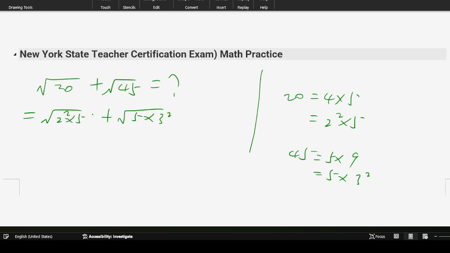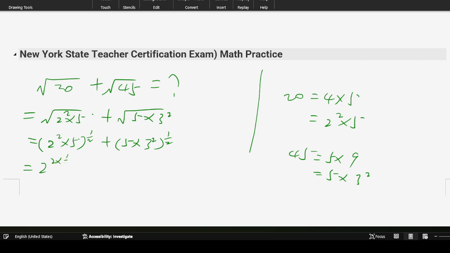5 times 3 squared. So then we calculate using the exponent. We change it to exponent form: 2 squared times 5, with exponent 1 over 2, plus 5 times 3 squared, exponent 1 over 2. Okay, come here.